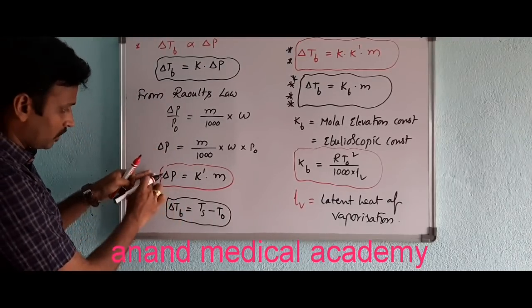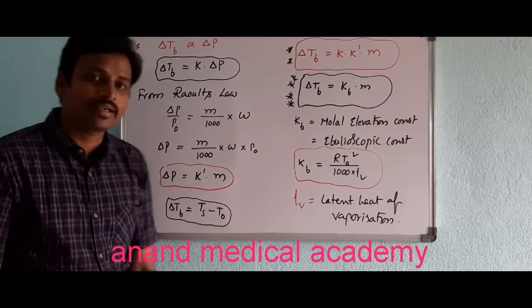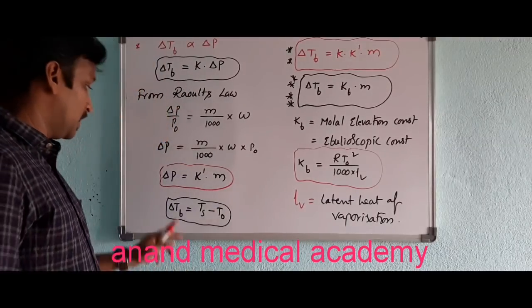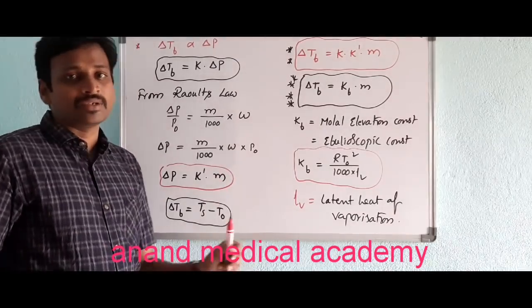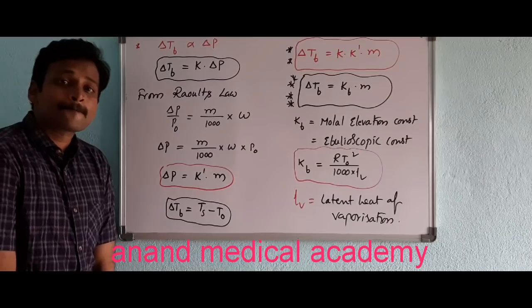Don't continue with this afterwards. Delta Tb I am giving as a relation: Ts minus T naught. What is delta Tb? Ts minus T naught. Got it? Just have a look along with me.